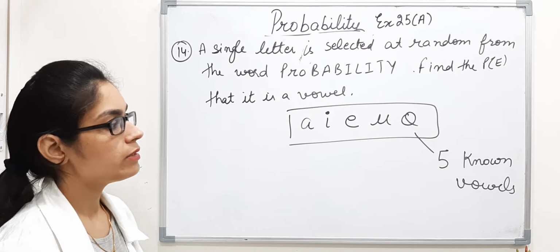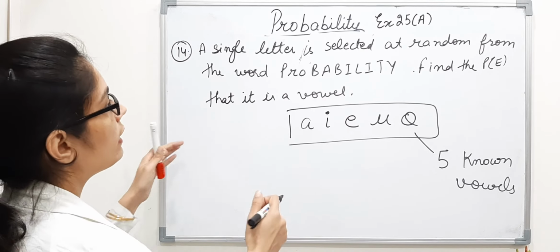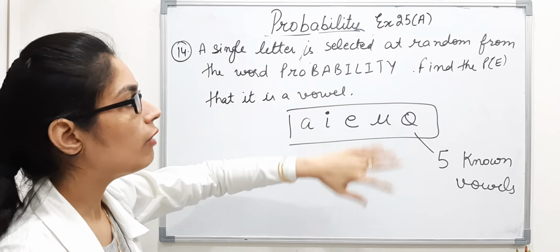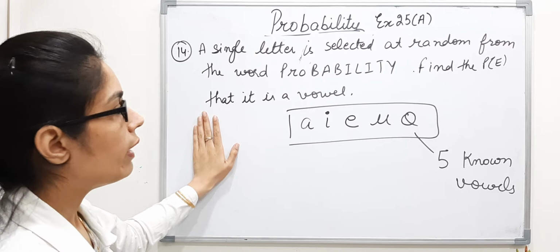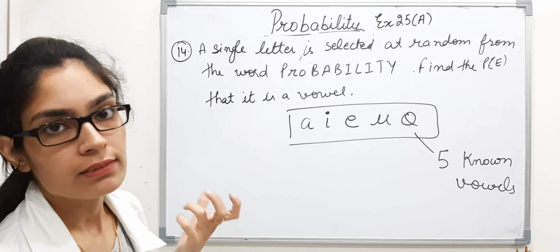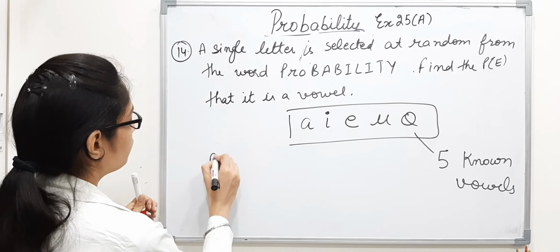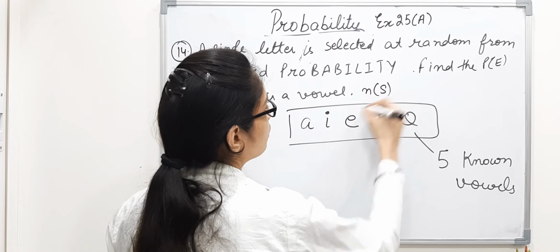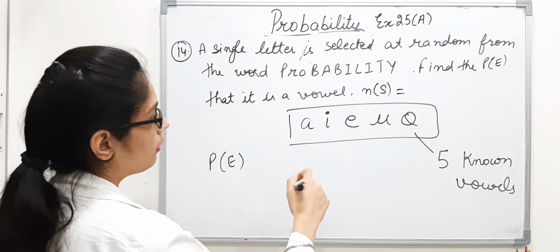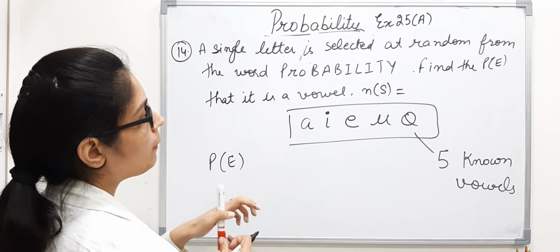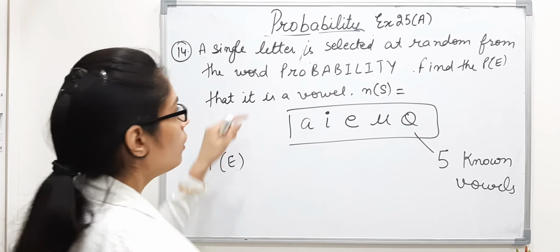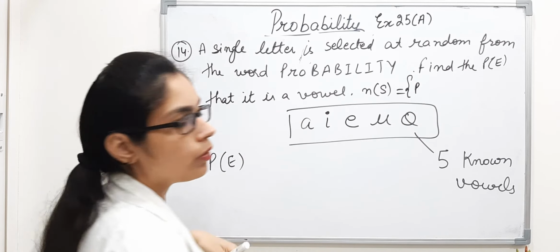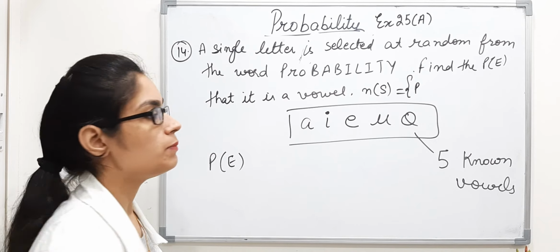So this question is based on the vowels. They are telling us a letter is chosen at random from the word probability. You have to find the probability that the chosen letter is a vowel. So let's find out. First we have to write our sample space. You can write SS, it's your wish. Sample space means we have to write the total number of possible outcomes.